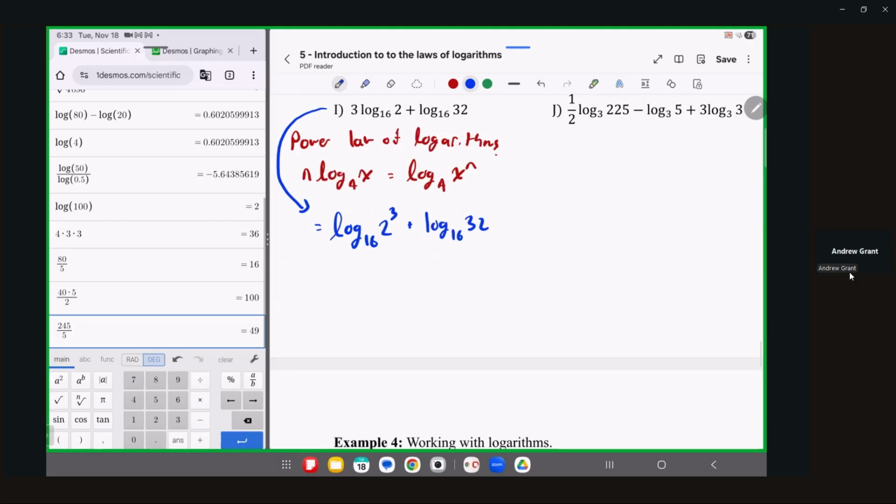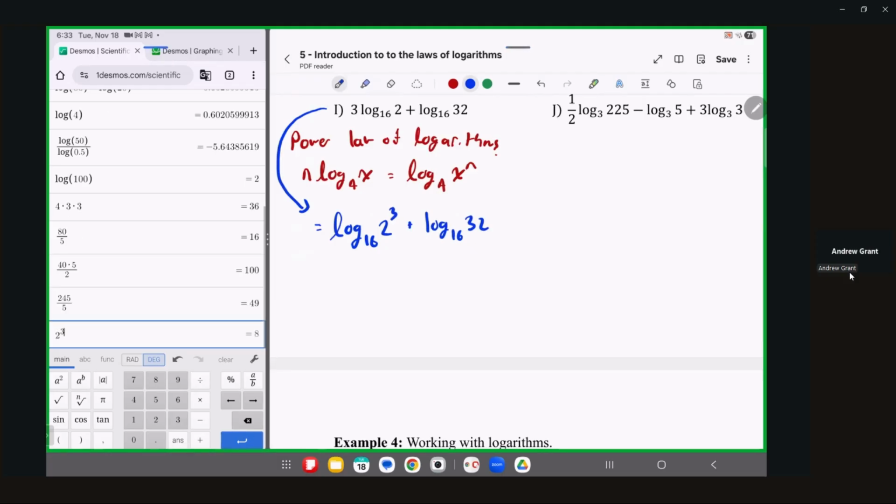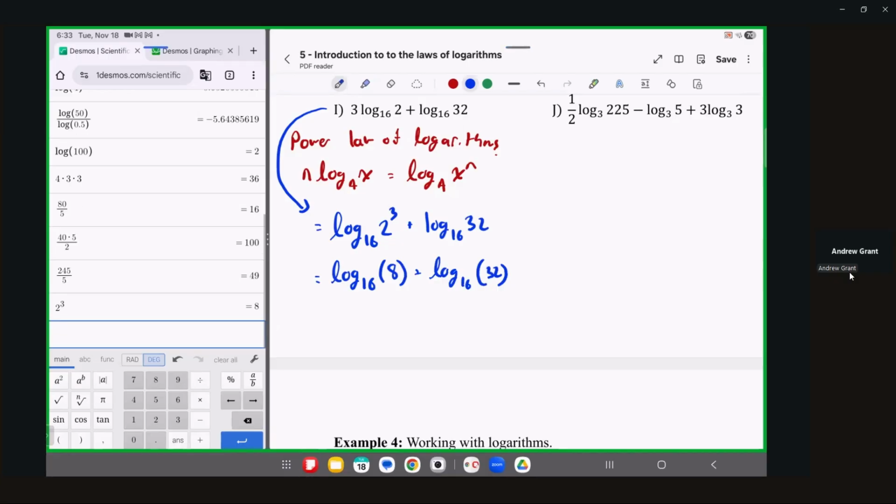So just be careful here. This is 2 to the power of 3, so that's going to give you 8. Don't think of this as 2 times 3. This is a common mistake I see students make, so do try to avoid that one. So we can rewrite this as log base 16 of 8 plus log base 16 of 32. 8 times 32 is 64 times 4, which I think is 256, but we should just double check that. Yes.